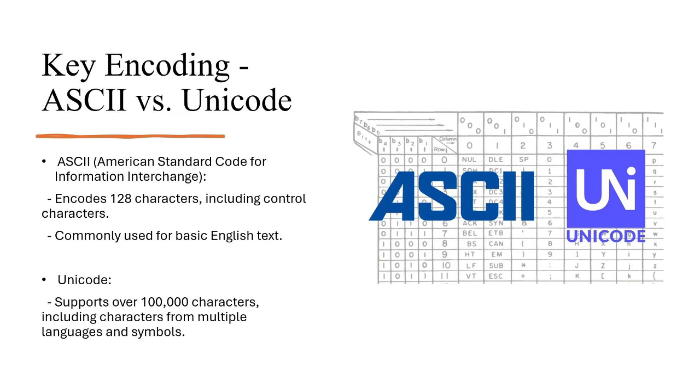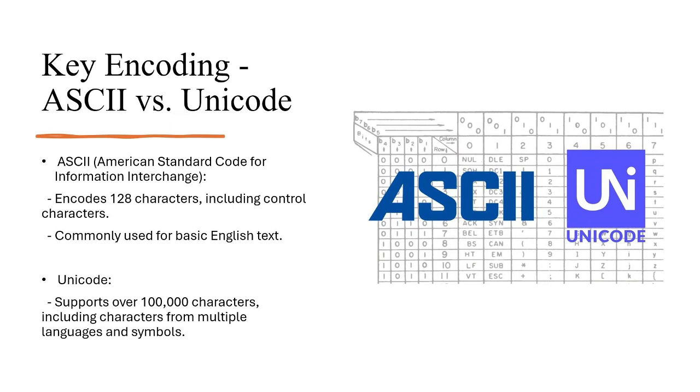It's widely used for English text and simple commands, but as our world becomes more global, we need something that could handle more languages and symbols. Enter Unicode, which supports over 100,000 characters from virtually every language and includes emojis and other symbols. Unicode is, at the end of the day, the more modern and versatile encoding system, and it also allows computers to work with a much wider range of characters as well as symbols.